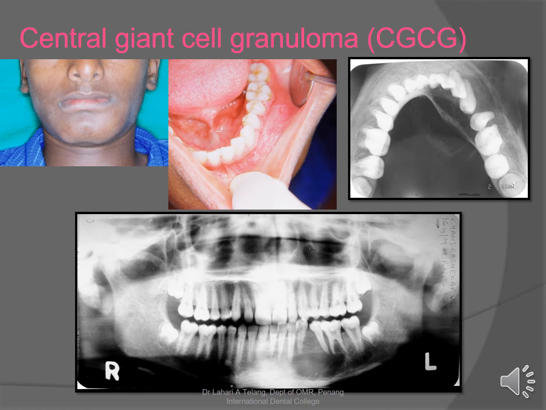This is a central giant cell granuloma. This is a reactive lesion. This is not a cyst. Here is an example of a young patient, who has a swelling on the left side of the anterior jaw region, somewhere around the canine premolar region. When you look at it clinically, intraorally, you will see vestibular obliteration extending from 31, 32, 33, 34, 35. That's the vestibular obliteration that you can appreciate.